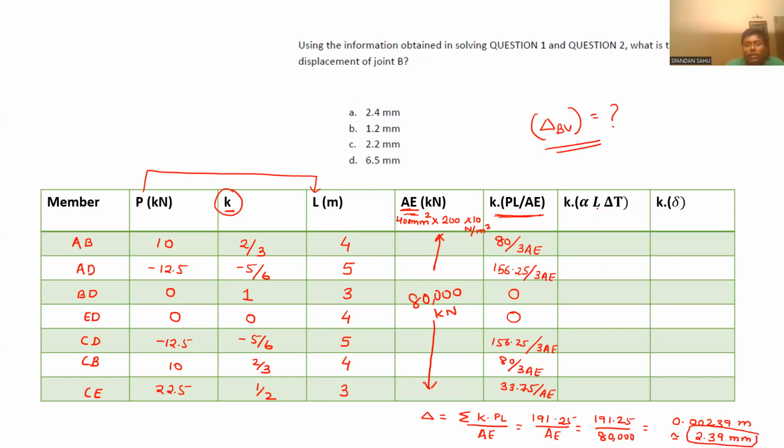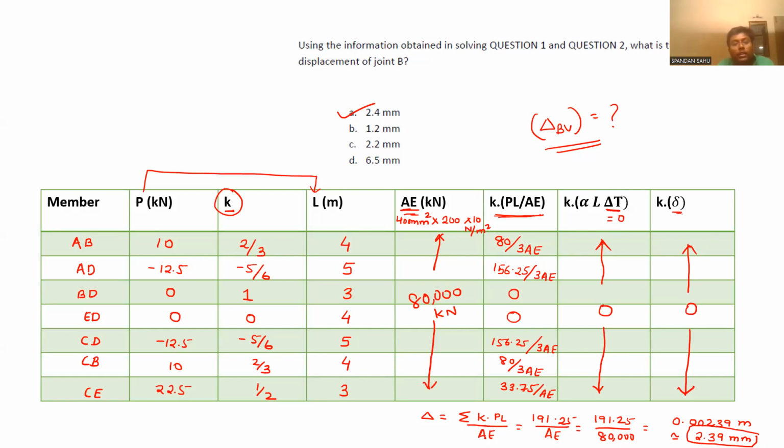Now, since there was no change in temperature for any member, delta T was 0. So for every case, it will come out to be 0, so no need of this part. And there was no lack of fit, so this portion will also be 0 for this case. So our option is 2.4 mm.